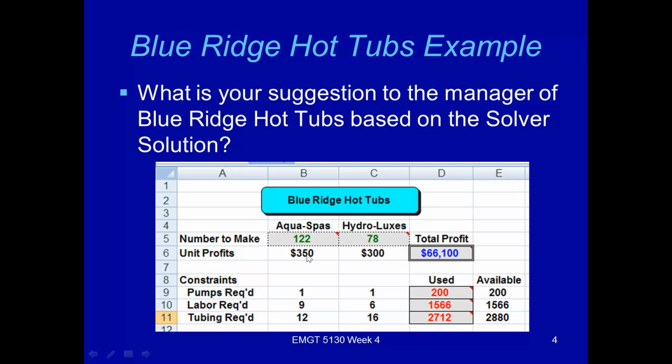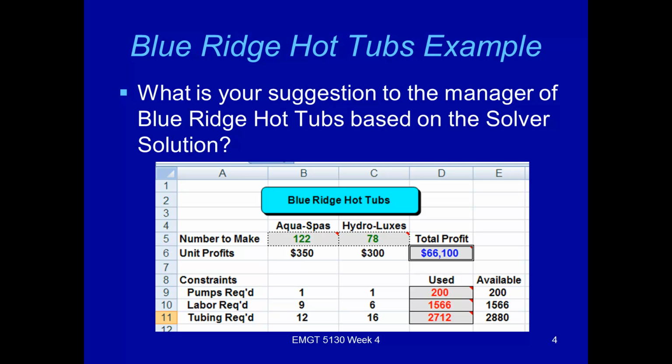All of this information here, right? The unit profits of Aqua-Spas should remain to be 350, and Hydro-Luxes should remain to be 300. Same as the labor constraint, pump constraint, tubing constraint. Okay, and if you work in the company, and only give this, okay, we should make this many to the manager, probably that's not a good enough report.